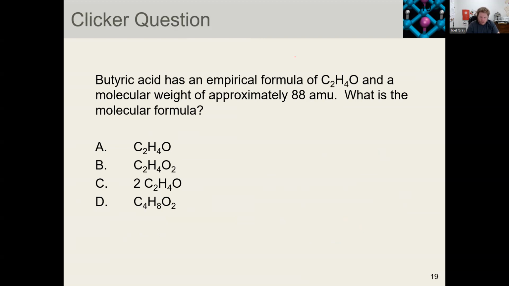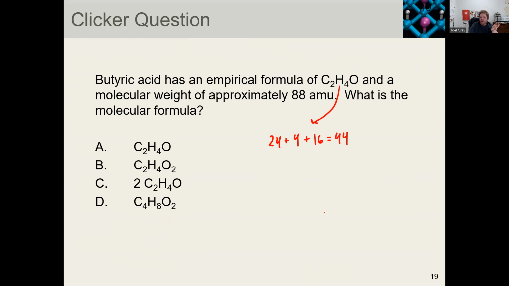Butyric acid has an empirical formula of C2H4O and a molecular weight of approximately 88 AMU. What is the molecular formula? Okay, so what we need to do is figure out the mass of the empirical formula, which is carbon, 12, so 2 times 12 is 24, plus hydrogen is 4 times 1, that'd be 4, and then oxygen is 16. So I'm going to add all that up. 24 plus 4 is 28, plus 16, that's 44.